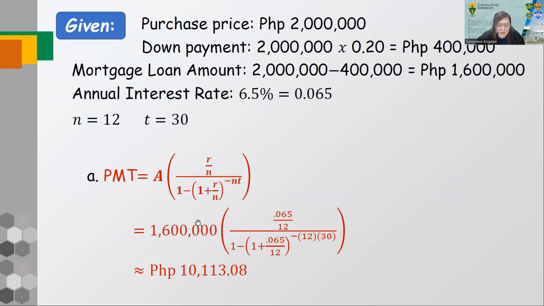So, substituting the numbers sa atong equation, ang A, again, mao na siya itong utang. Ang R, mao na siya ang rate, which is 0.065. Ang N is pila ka months kada year, so 12. So, over 1 minus 1 plus, ang kanang R is 0.065 over 12, raised to the power of negative 12 times, kay NT man, 12 times 30.